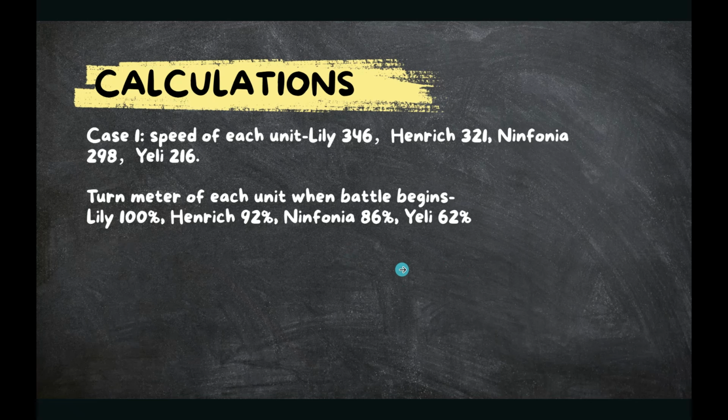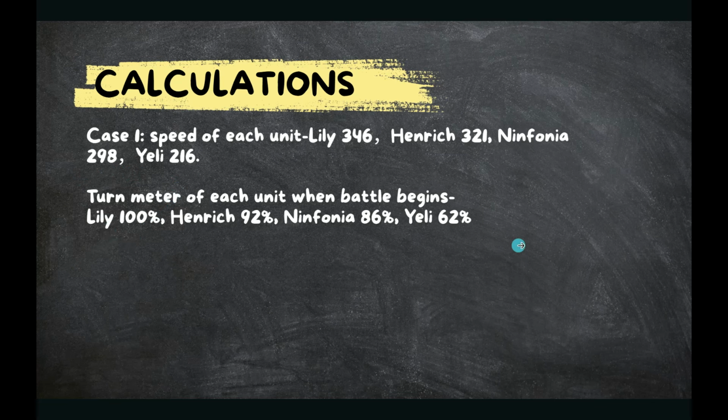So what happened in this video exactly? So let's talk about this from the very beginning. Okay, so speed of each unit. The Lily has 346 speed, Heinrich has 321 speed, Nymphonia has 298 speed, and Yeli has 216 speed.